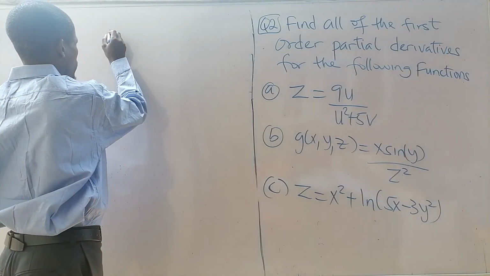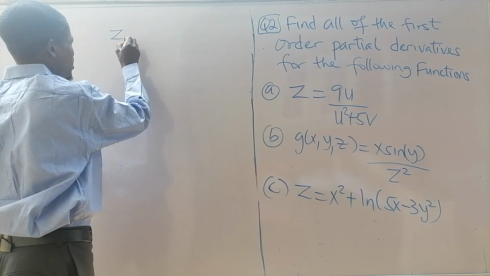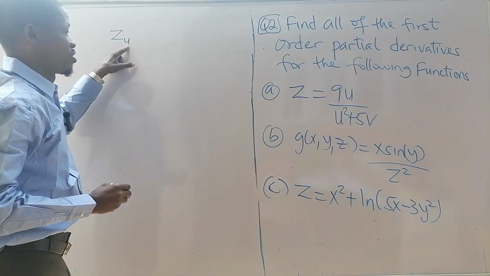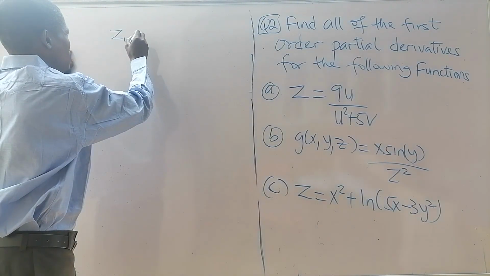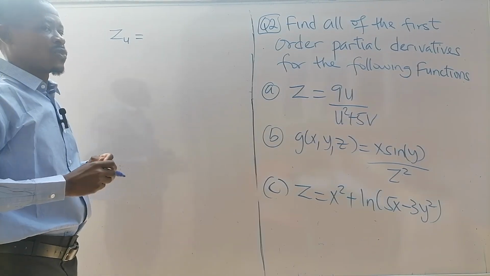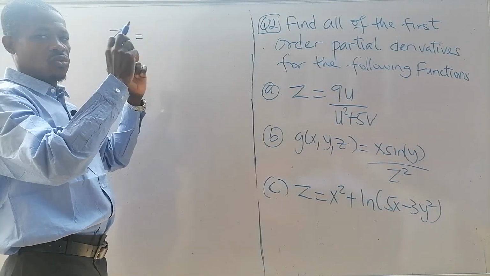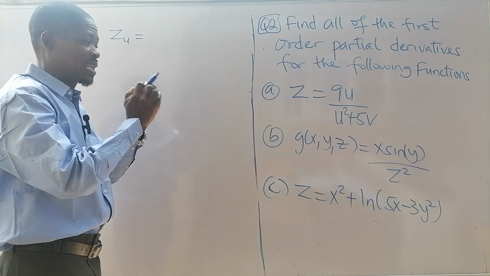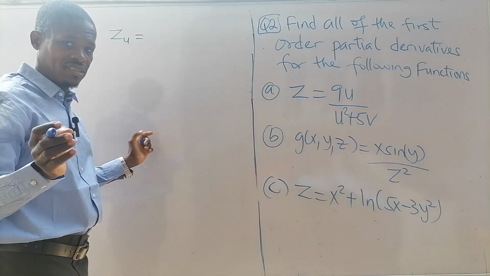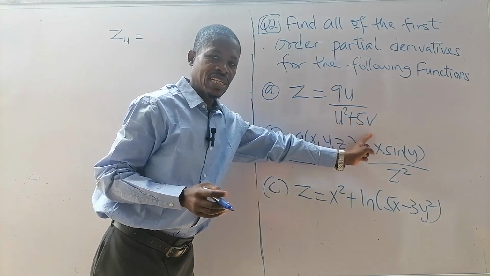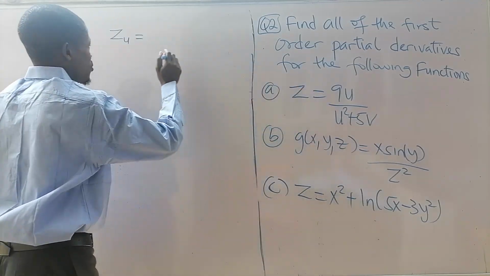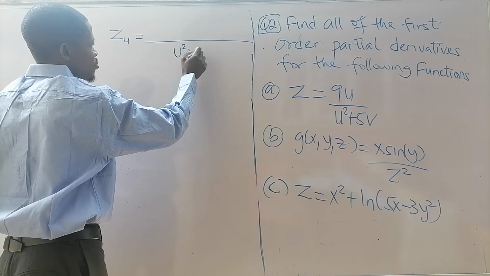So we're going to find the first one, z with respect to u. I mean the partial derivative with respect to u. In that case, what this means is that we're going to differentiate only u. All other variables that are not u will be kept as a constant, and v will be kept as a constant. And don't forget that this is a quotient function, and we're going to use the quotient rule. Later, we square that.